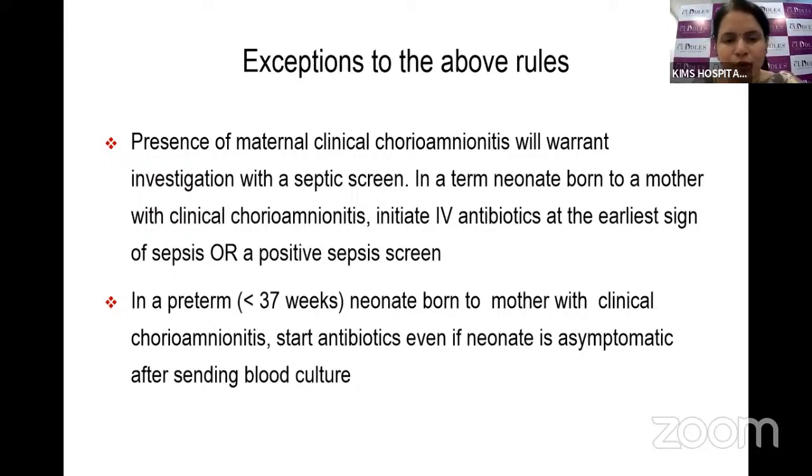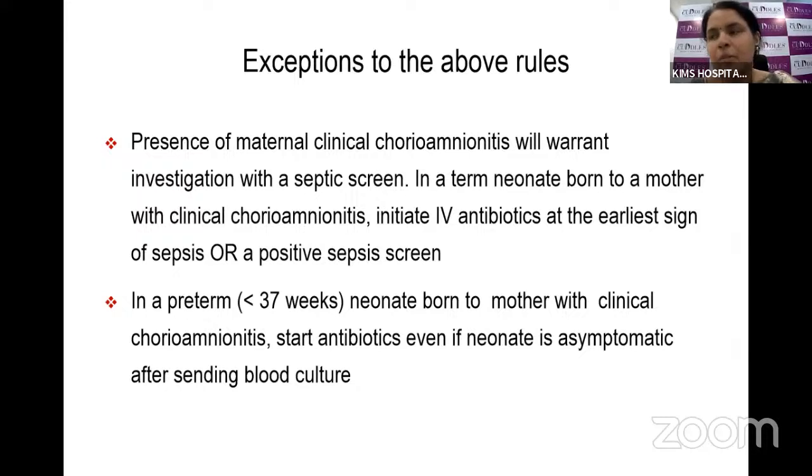Now, there are some exceptions to this rule. If a mother has clinical chorioamnionitis, which is defined by the presence of significant fever, with at least 2 of the other criteria, which would be one of the following: foul-smelling liquor, uterine tenderness between contractions, maternal leukocytosis, or maternal or fetal tachycardia. In these cases, we will definitely need to investigate the baby. If the baby is born full term, we may consider initiating antibiotics if the sepsis screen comes positive, or if the neonate has any early sign of sepsis, any early sign of clinical deterioration.